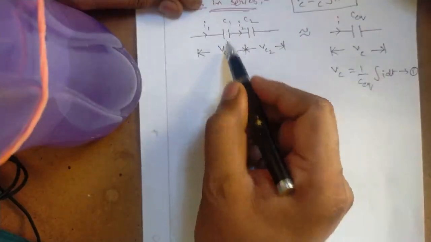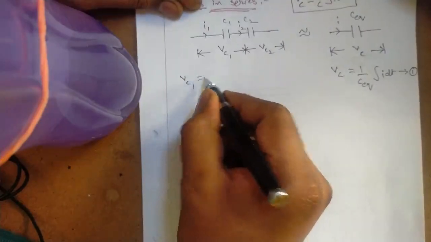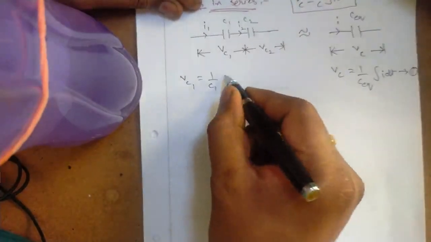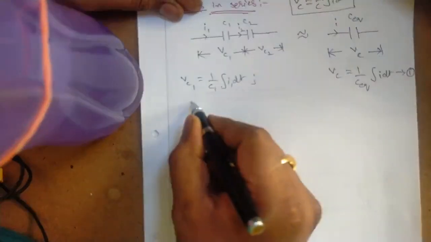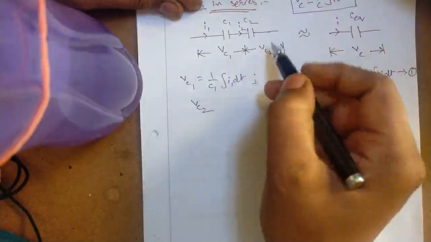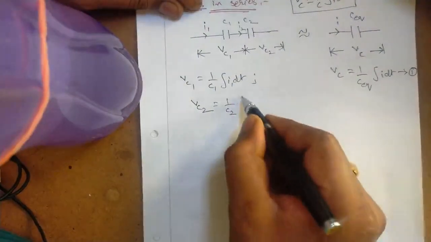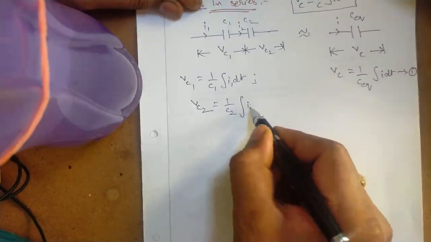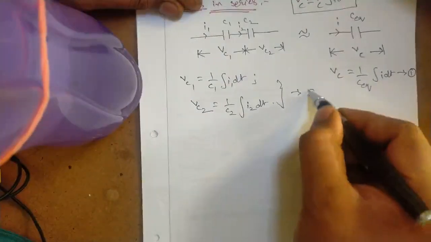Similarly, the voltage across capacitor C1, VC1, is equal to 1 by C1 integral I1 dt. Similarly, the voltage across capacitor 2, VC2, is equal to 1 by C2 integral I2 dt. This is expression 2.